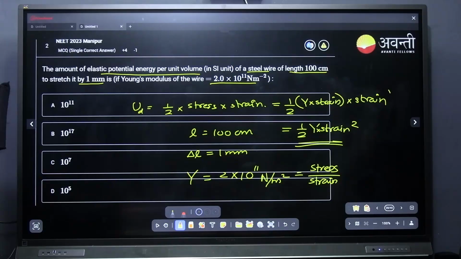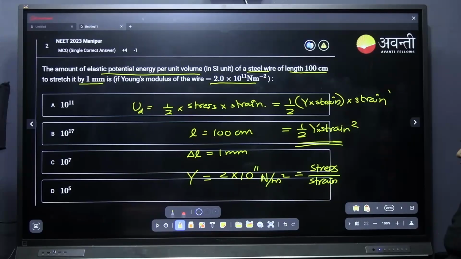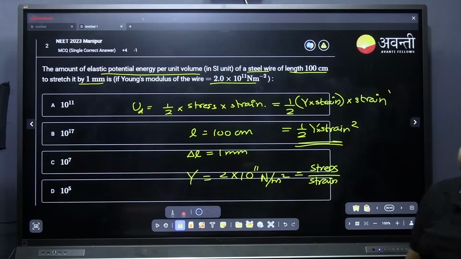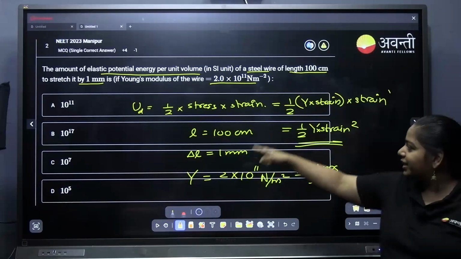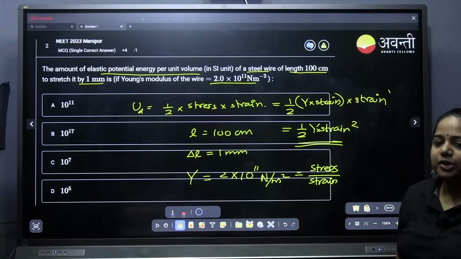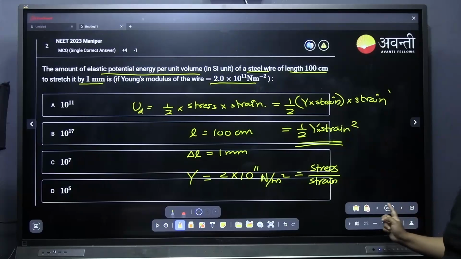Option D, ma'am. Everybody got that? Okay. The answer is option D. These are very easy values only, so you should increase your calculation speed to get the answer. If it's done, then we will move on to the next question.